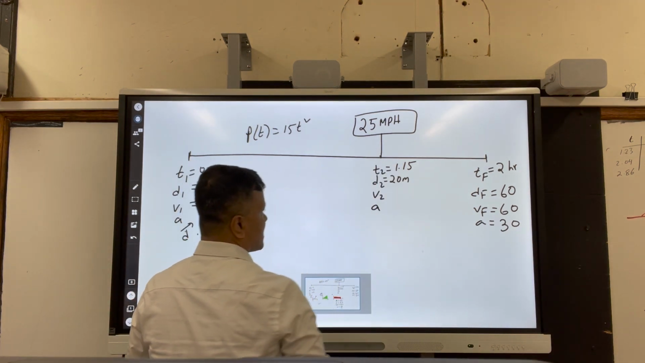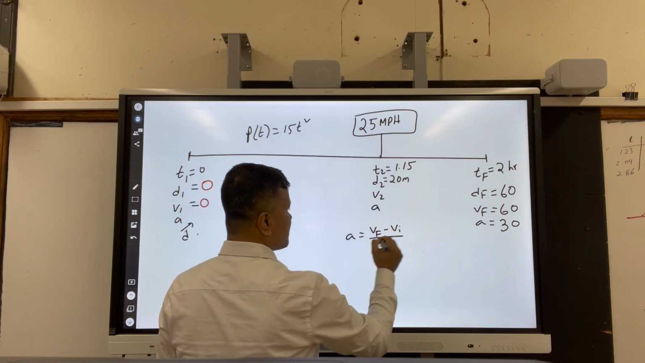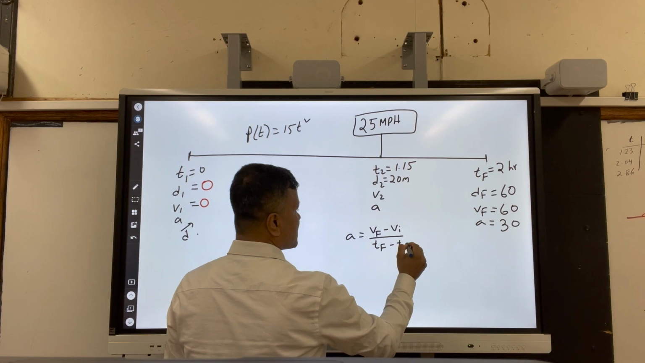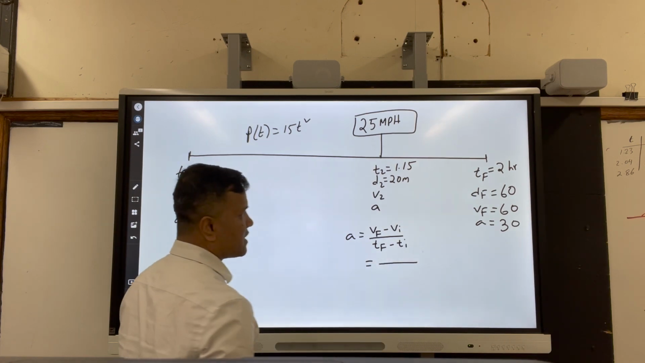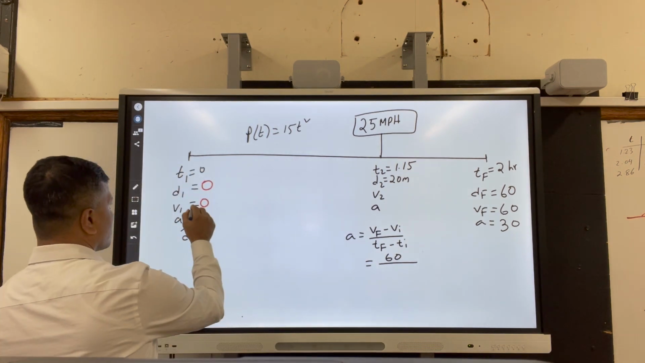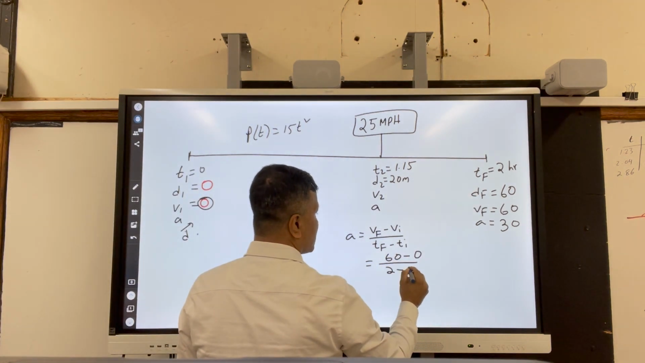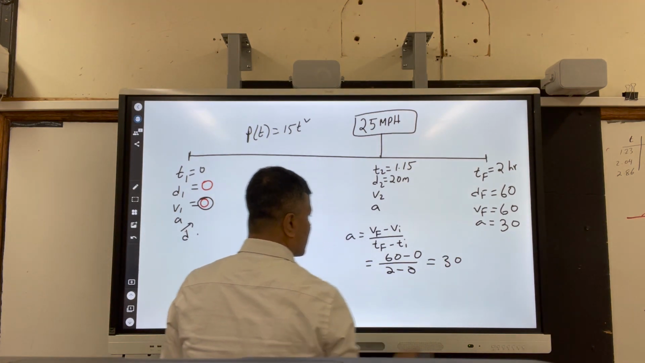All right, now we're going to find the acceleration a different way. Let's say acceleration is v final minus v initial over t final minus t initial. So v final is 60, v initial is 0, t final is 2, and t initial is 0. So this also is going to give you 30.